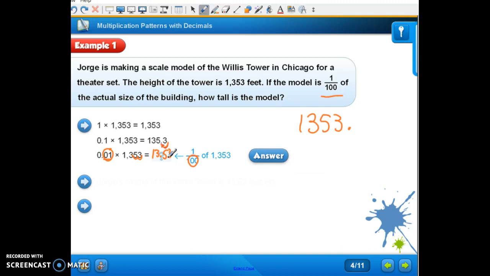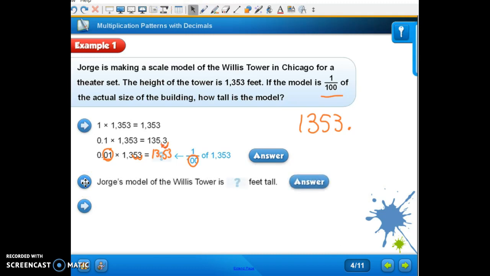Does anybody have a question on that? Moving the decimal to the right makes the number larger. Moving it to the left, when I want a fraction or a percent of something, is going to make it smaller. Okay?